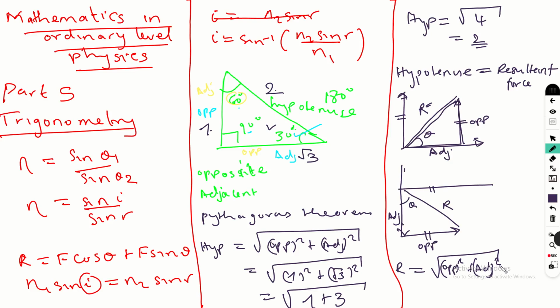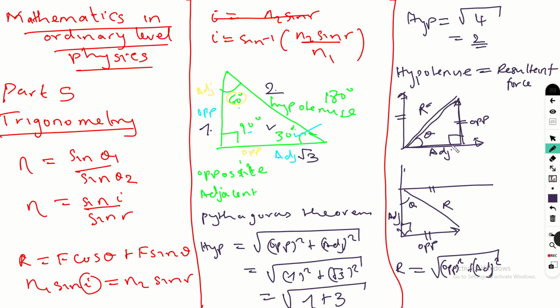So Pythagoras theorem is very important when we're doing resolving of forces. So you need to know what Pythagoras theorem is all about. And you know that the resultant is the longest side, the side that is opposite the angle 90. The side that is opposite the angle 90 is the hypotenuse, and in physics we'll be calling it the resultant force when we are talking about resolution of forces.